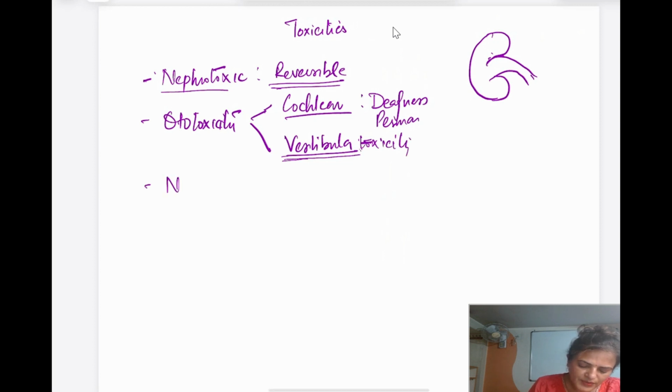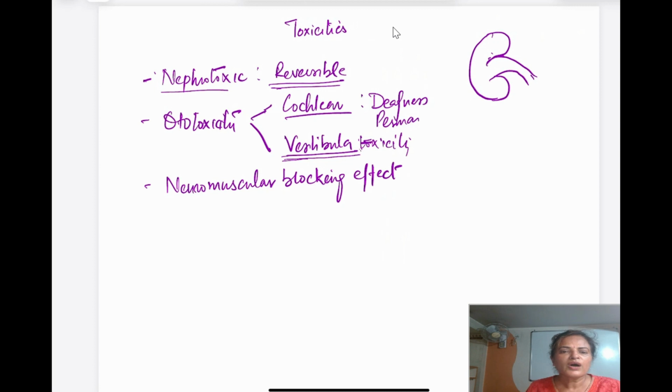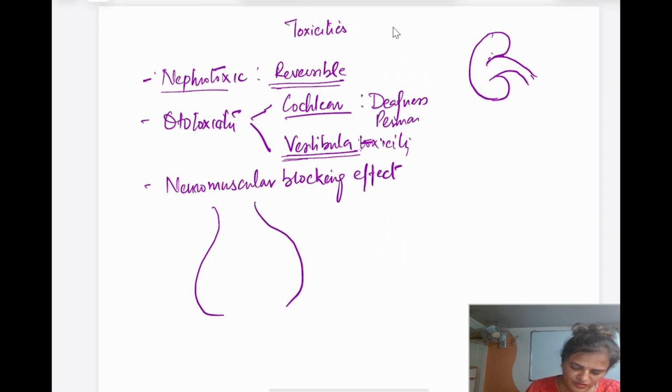And the next important adverse effect is the neuromuscular blocking effect. How is it going to block? Suppose this is a cholinergic neuron, where the synaptic vesicles have acetylcholine. Now how is this acetylcholine released? Through fusion of the synaptic vesicles with the membrane, and then there is a release of it.